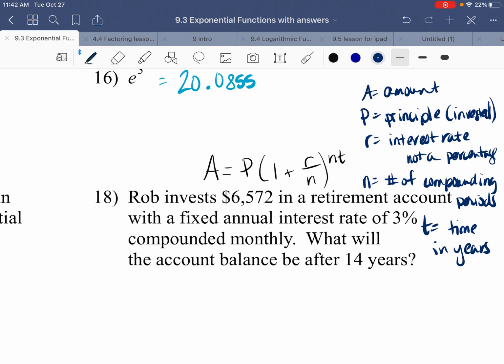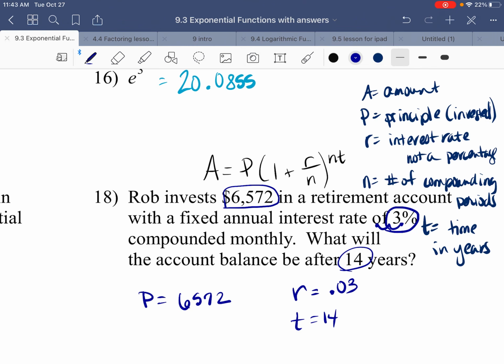So here's the situation. Rob invests $6,572 in a retirement account with a fixed annual interest rate of 3% compounded monthly. What will the account balance be after 14 years? So this is going to be the P value. Now this is an interest rate, but again, you do not want a percentage, so we're going to change that from a percentage to a decimal. So move your decimal point 2 units to the left. And then this will be our T value.